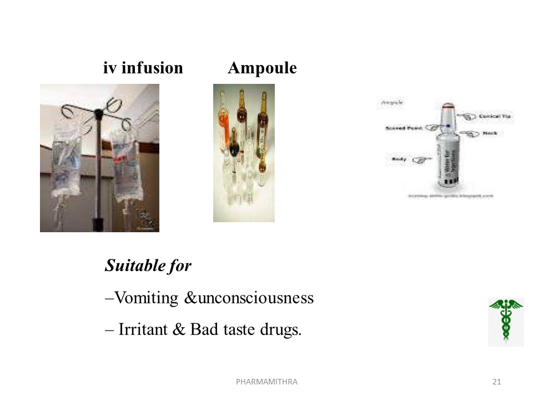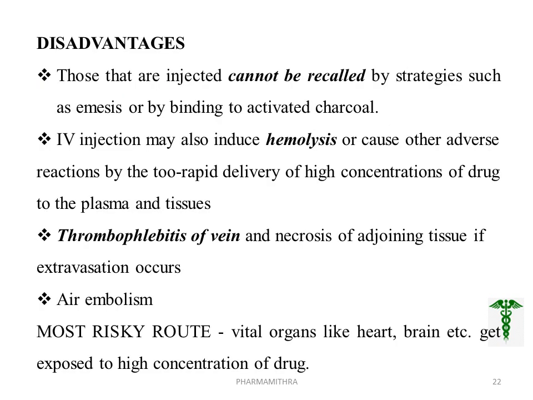These are the various IV routes; it can be given as IV infusion, as ampules. This route is suitable for patients who are in conditions like vomiting, unconscious, and is also used to administer irritant drugs and those with bad taste. Disadvantages of the intravenous route: drugs that are injected cannot be recalled by strategies such as emesis or binding to activated charcoal. IV injection may induce hemolysis. Hemolysis means the breakdown of RBC, or may cause other adverse reactions by too rapid delivery of a high concentration of drug to the plasma as well as the tissues.